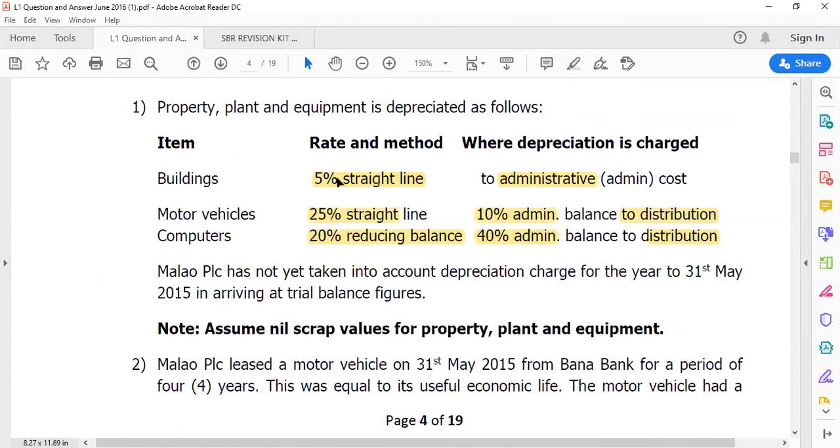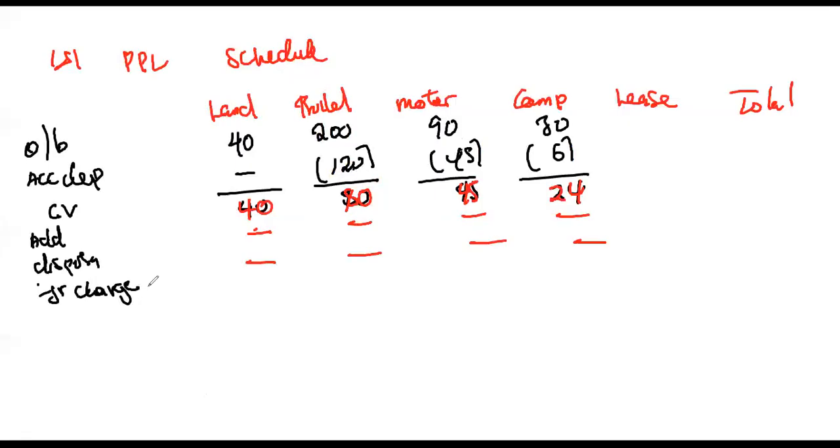So we apply the depreciation for the year. What was the depreciation for the year? 5% straight line on buildings, 25% and 20%. Remember, 40% reducing balance for computer, 10% for motor. The reducing balance depreciation. It's important to remember that. So let's go and calculate our depreciation. Please take a screenshot for that one so that we don't waste time. We go there. We add our year's charge. Remember our year's charge percentage, we've been told here.